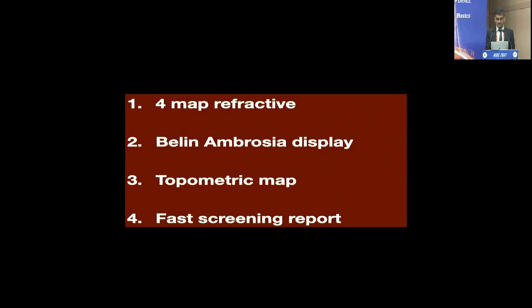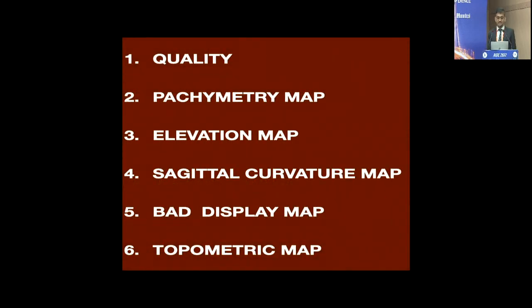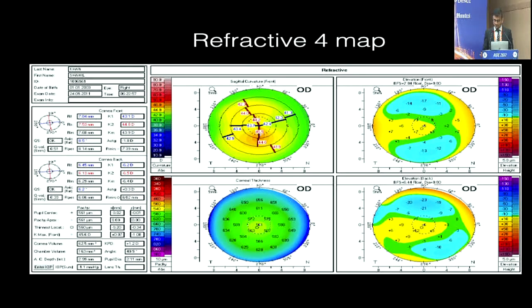So how do you see this? If you're getting it done from outside or even from your center in a busy clinic, you want these 4 reports with you to make an assessment. The 4-map refractive, Belin-Ambrosio ratio display, topometric map, and fast screening report. And you essentially would like to see these 6 points when you are evaluating a Pentacam. So let's see one by one.